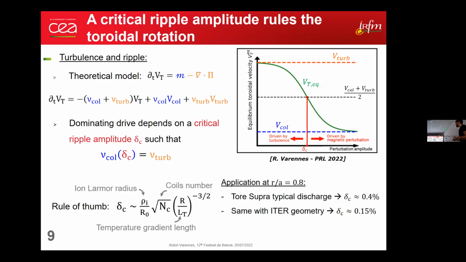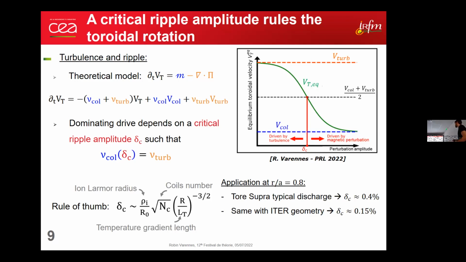But it mainly depends on the ion Larmor radius and also on the temperature gradient length, which makes sense for this last one because this is the drive of the turbulence. And also there is a strong geometrical impact. So if you just apply this rule of thumb near the edge of the plasma for a Tore Supra discharge, you obtain a critical ripple of 0.4%. And at this location in Tore Supra, you are way higher, something like 3 or 4%.